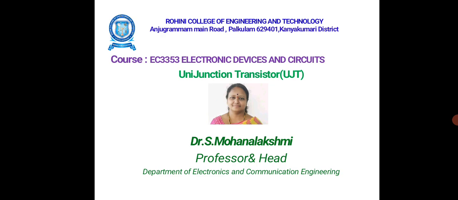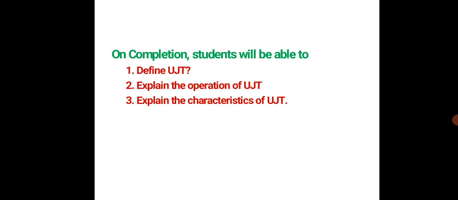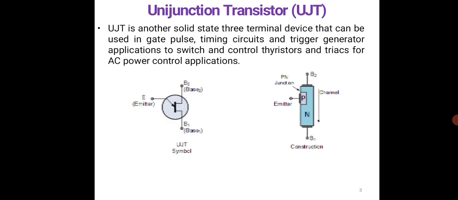Technology, Kanyakumari district. So, in this lecture, we will see another device, which is the UJT, the Unijunction Transistor. On completion, you will be able to say what is a UJT, what is its operation, and what are its characteristics. You can see here the symbol as well as how it is constructed.